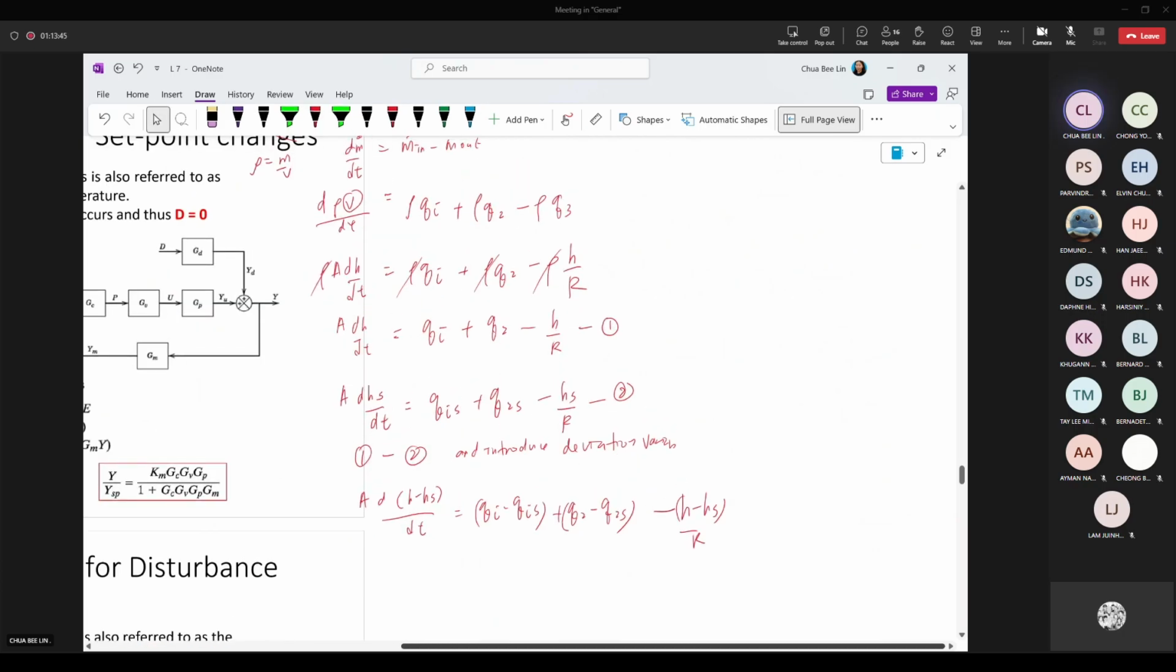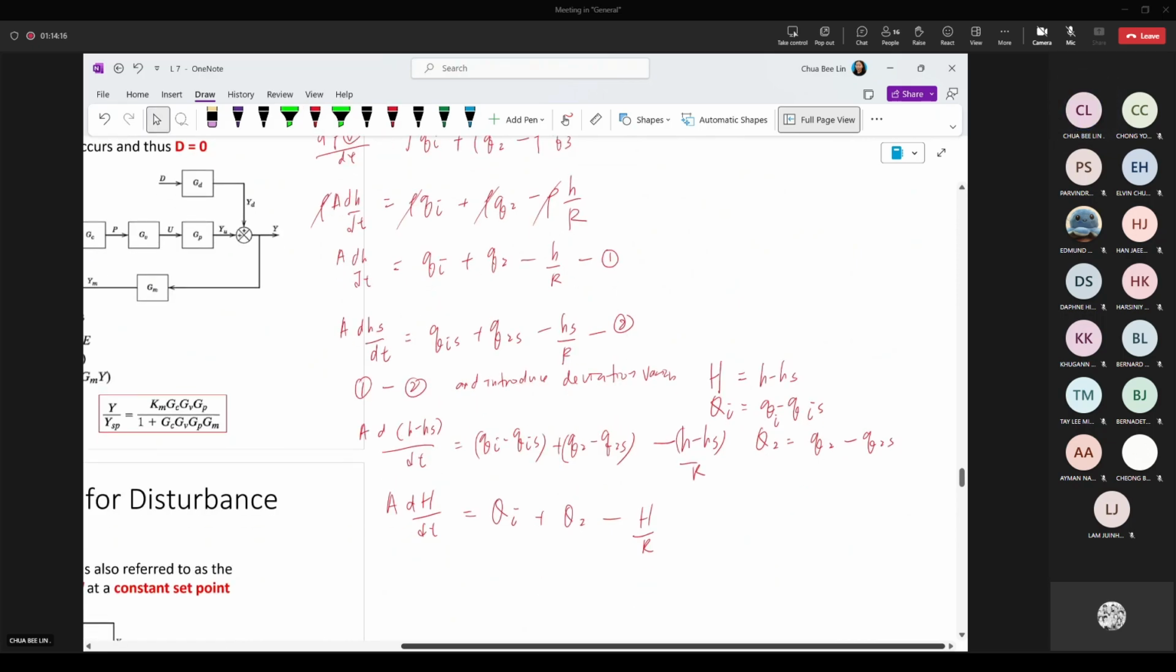Okay, introduce the deviation form, for example, H equivalent to H minus HS, Qi equivalent to Qi minus QiS, Q2 equivalent to Q2 minus Q2S. So simplify this one to A dH over dt equivalent to Qi plus Q2 minus H over the R. Okay, then Laplace transform both sides.